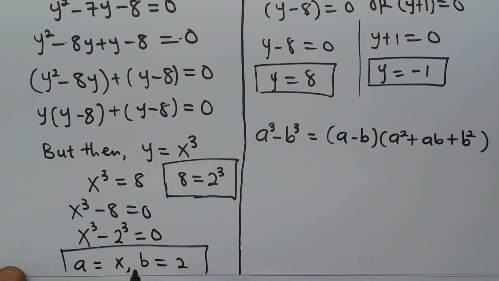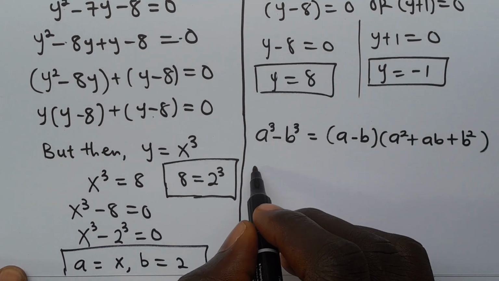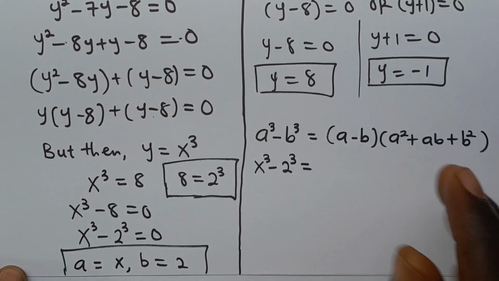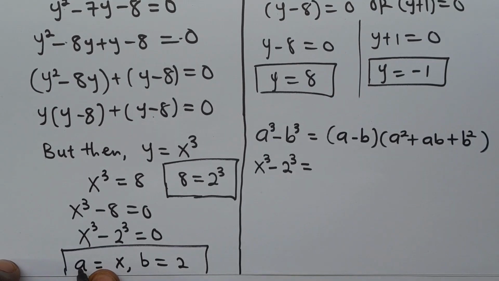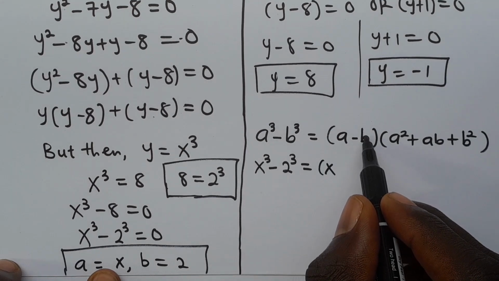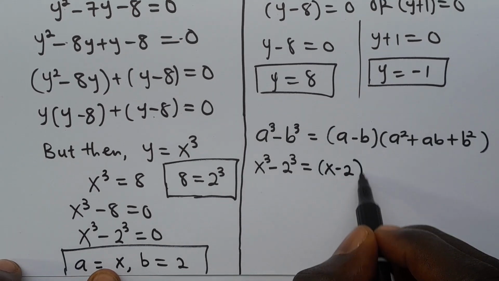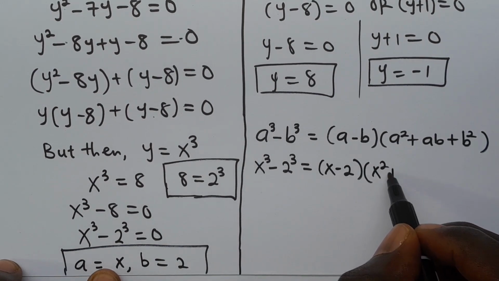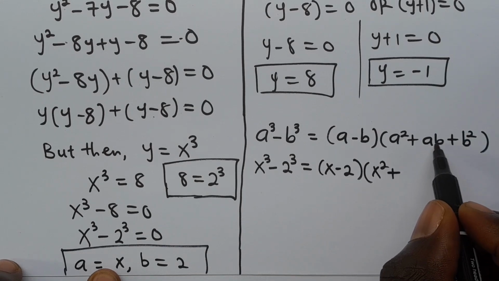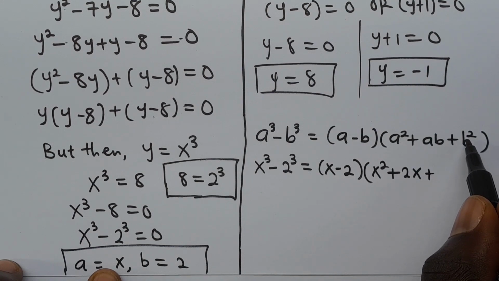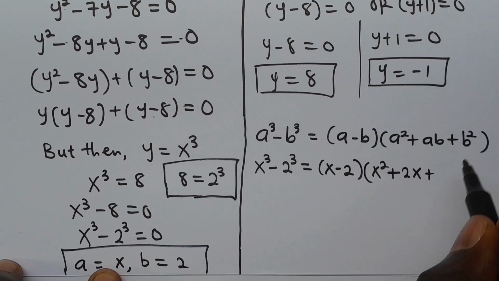So from here, we can now compare it to be x cubed minus 2 raised to power 3 equals x minus 2. And our a equals x, so we have x squared. We have ab, our a is x and our b equals 2, so we have 2x. Now our b is 2 and 2 times 2 is 2 squared, which equals 4.